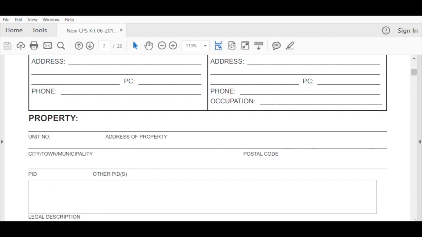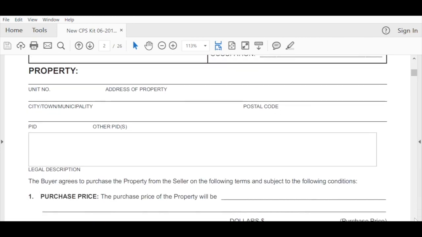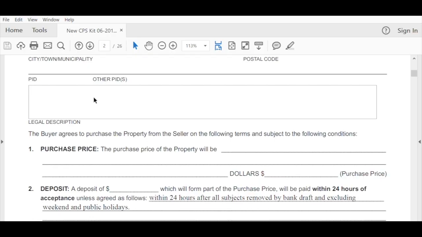Where you can find the PID and legal description is usually from the information data in MLS. If it is not an MLS listing, you can check with the BC Assessment of these properties, and you will find the PID and the legal description. Look it up and fill it in here. Purchase price will be the price that you want to offer initially.